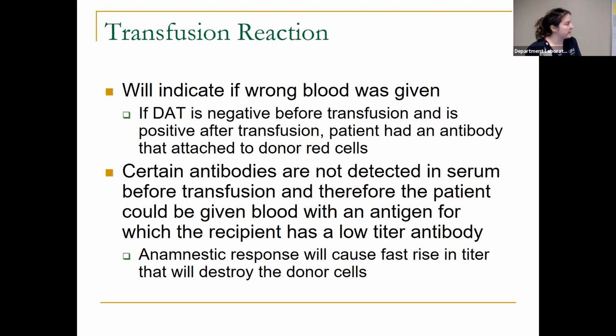And this just explains the anti-JKA scenario I gave you. The Kidd family is notorious for that. Certain antibodies not detected originally in the patient plasma, then they were transfused, anamnestic response, that titer is going to jump way up, and then we'll be able to detect it and we can identify it. So what do you think would happen for future transfusions for that patient?